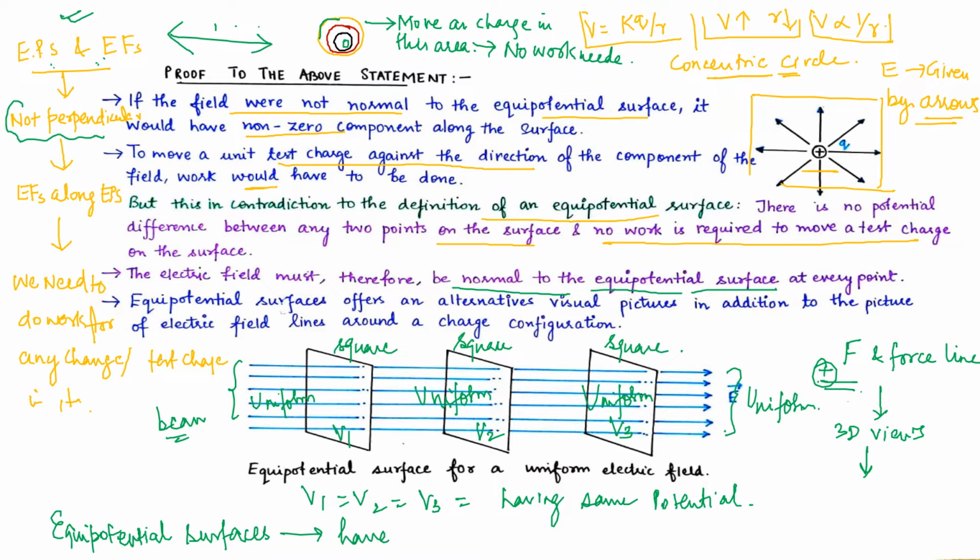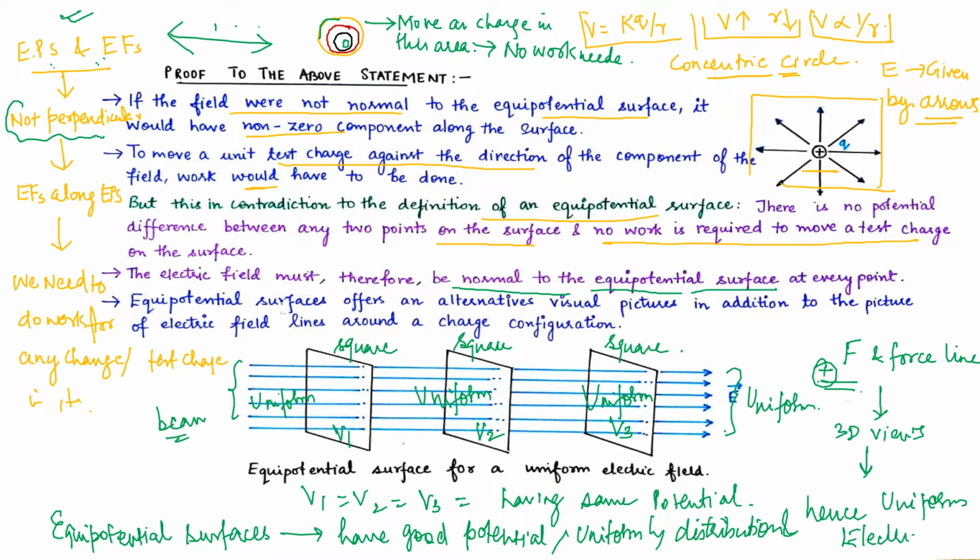have potential uniformly distributed, and hence uniform electric field lines, uniform electric field lines.